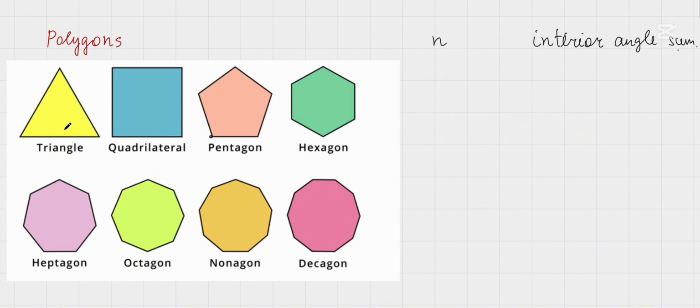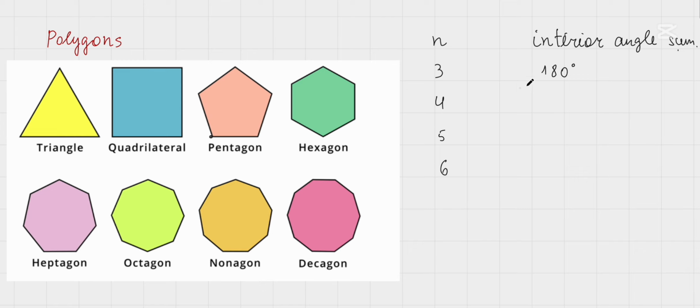Now, the simplest polygon is triangle with 3 sides and the interior angle sum in triangle is 180 degrees. Let's consider quadrilateral where we have 4 sides and then pentagon 5 sides, hexagon 6 sides. And we have heptagon 7 sides, octagon 8 sides, nonagon 9 sides, and decagon with 10 sides.